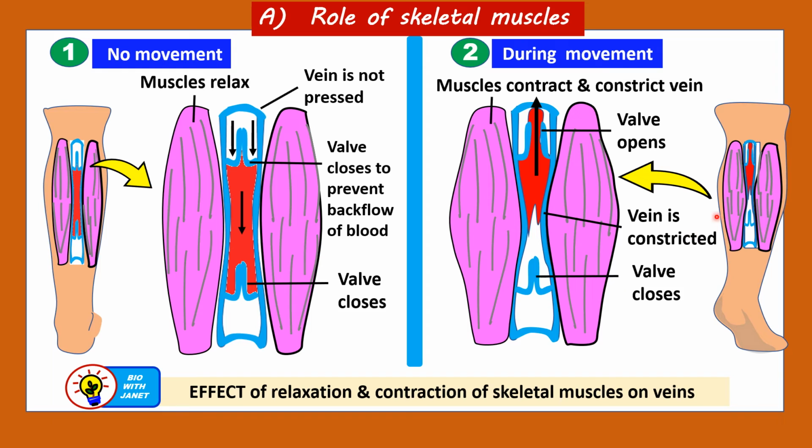Now, when we contract our muscles during movement, then the muscles will bulge outwards and press against the vein. So the vein becomes constricted, and then this will increase the blood pressure inside, so the blood will flow. So the blood can flow upwards because the valve will open as the blood flows upwards. But when the blood tries to flow backwards, the backflow of blood is prevented by the valve that closes below. Okay, so in this way, the blood moves back towards the heart.